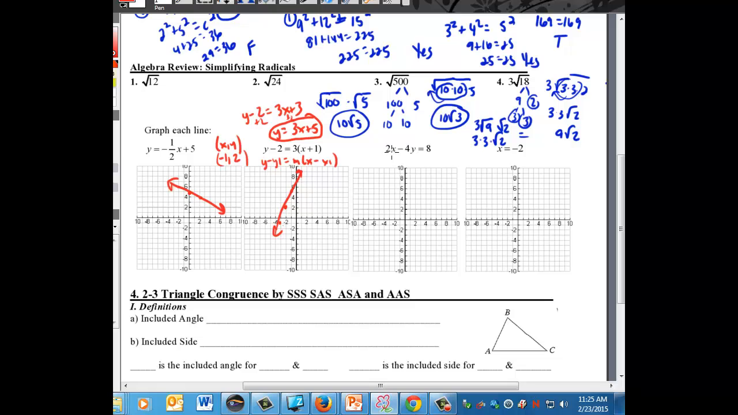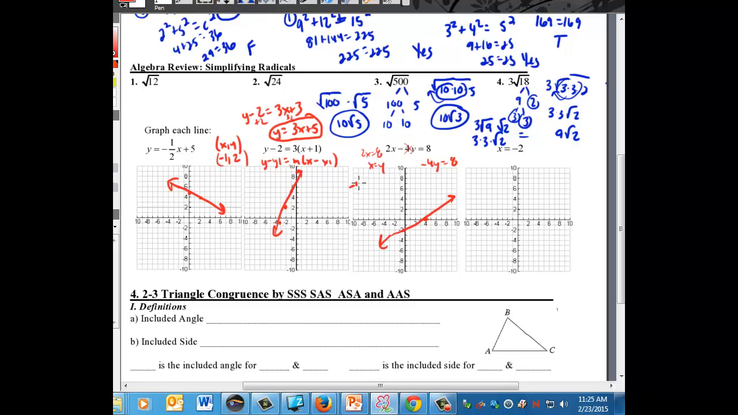Alright, this graph right here is in standard form, so let's hide up x and y and find the x and y intercepts. If I hide up y and just cross it out, I get 2x is equal to 8, which means the x-intercept is 4. If I hide up x, negative 4y equals 8, y equals negative 2, and I can graph my line. So that's graphing using x and y intercepts.